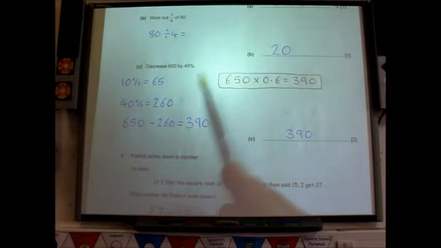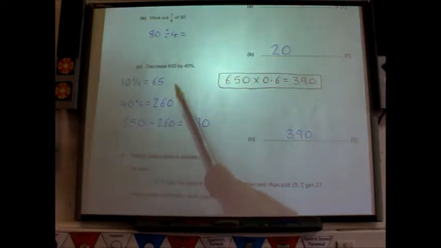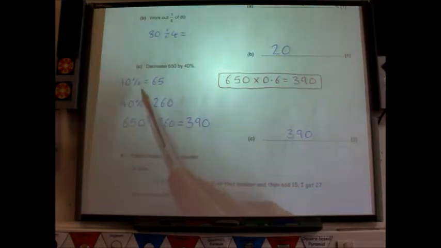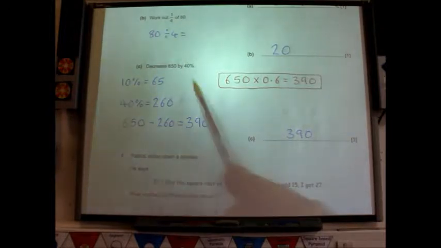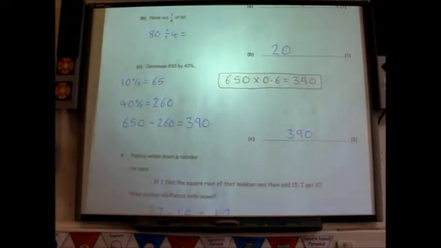To get 40%, you can work out 10%, which is 65, because to find 10%, you divide by 10. So that means 40% will be 260, because there's 4 lots of 65. And because you're decreasing it, you're taking it away. So 650 take away 260 gives you 390. 3 relatively simple marks. There are lots of ways of doing it, but as always, make sure you show which one you're using.